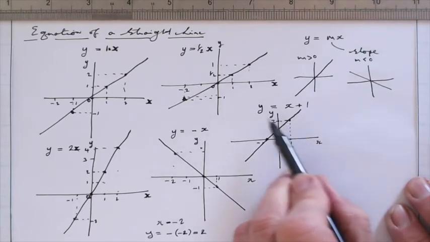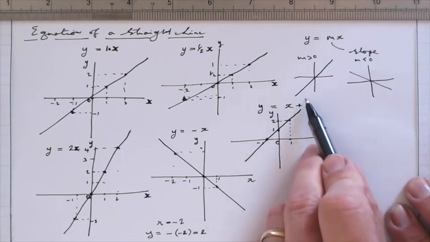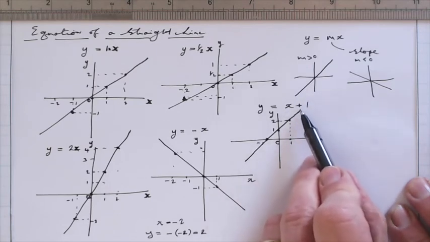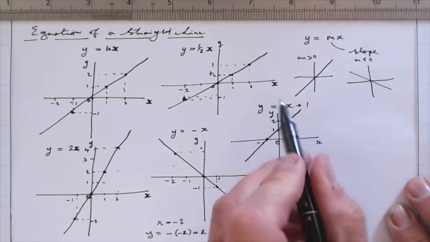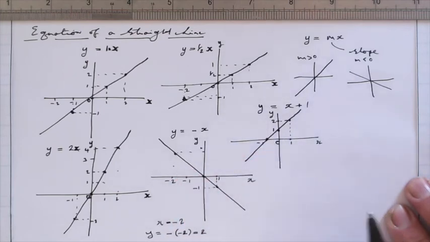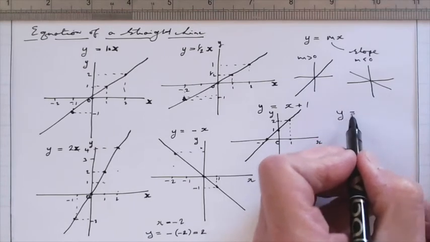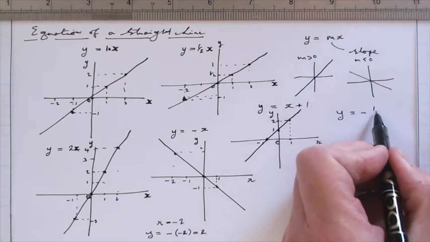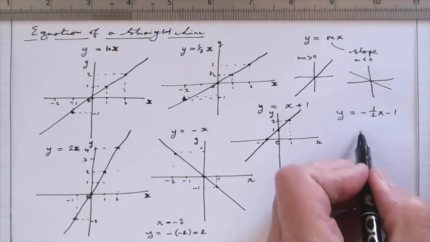So it'd be obvious to you that when you have y equals x plus 1, that 1 will be the place where the line cuts through the y-axis, because the y-axis is the line x equals 0. So x equal to 0, y equals 1. And we'll do one final example. Let's do y equals negative a half x minus 1. See what we get.